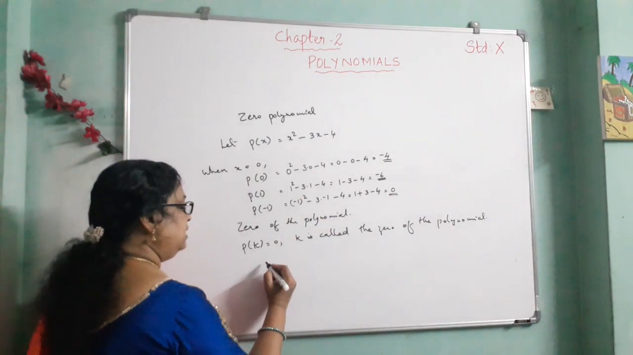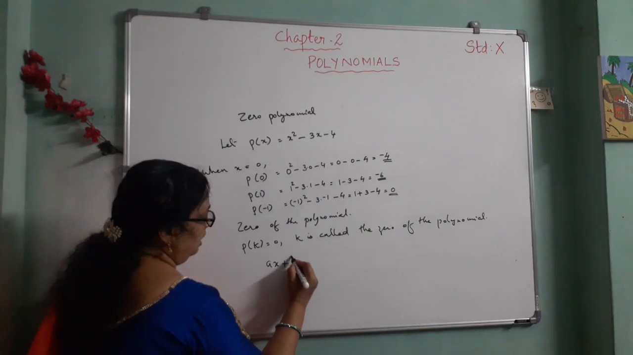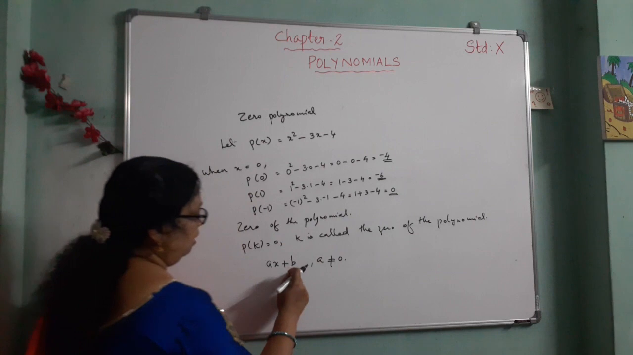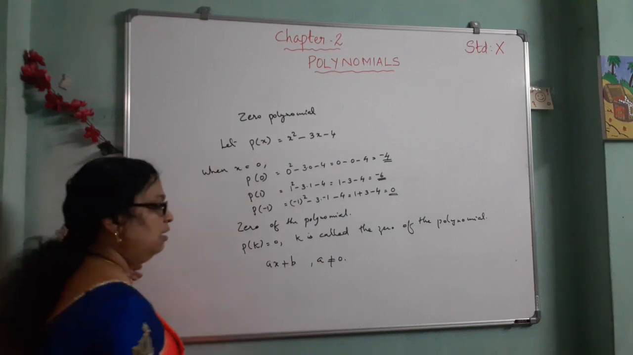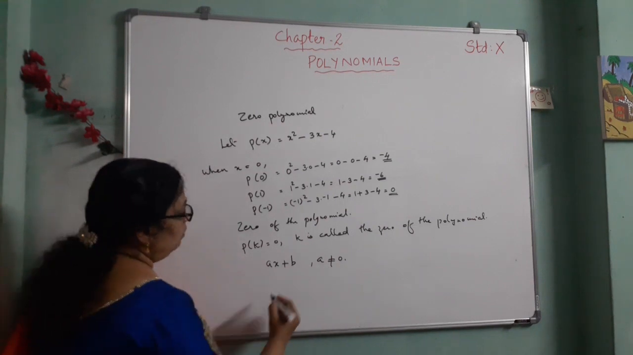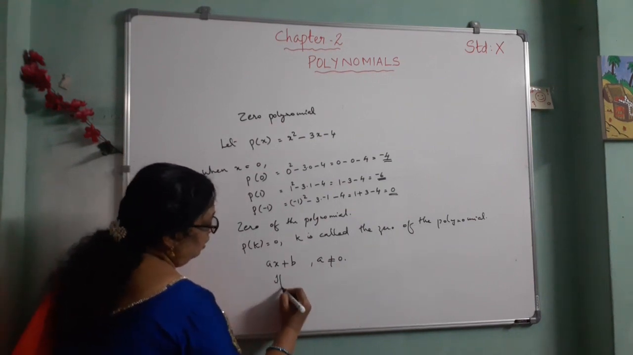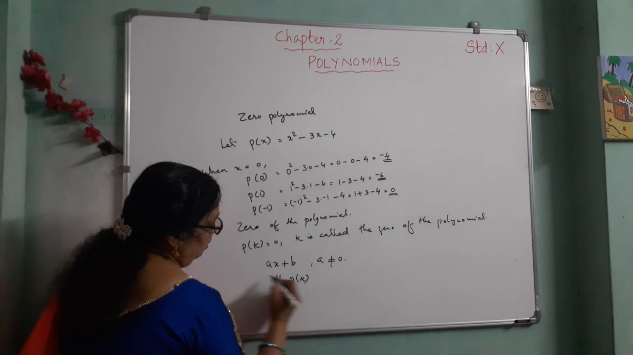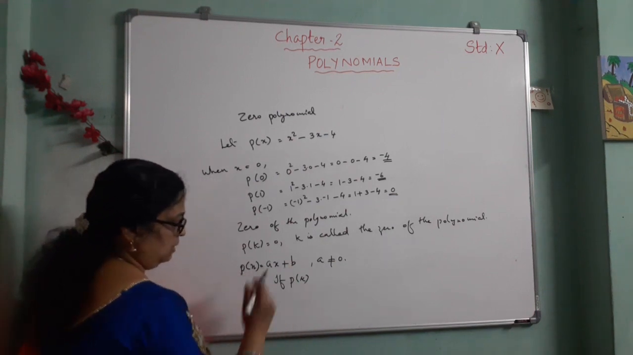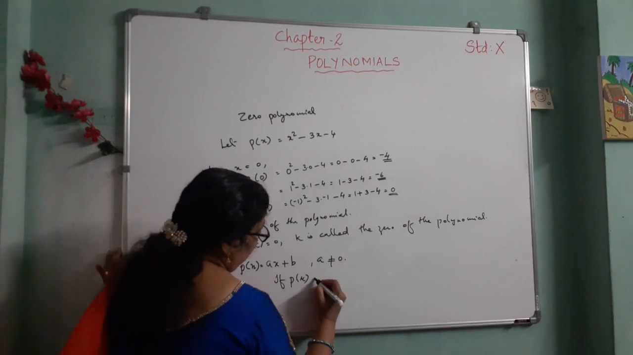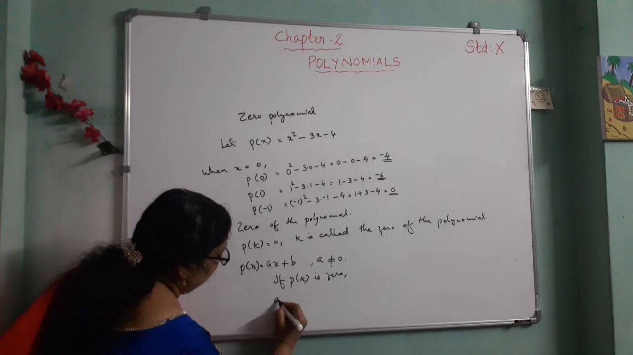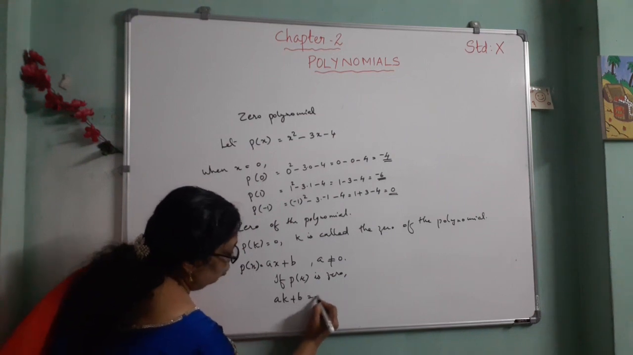Next, we know that the general form of a linear polynomial is ax plus b, where a not equal to 0. a and b are real numbers and x is the variable. Then if P of x equal to ax plus b, and P of k is 0, then ak plus b equal to 0.